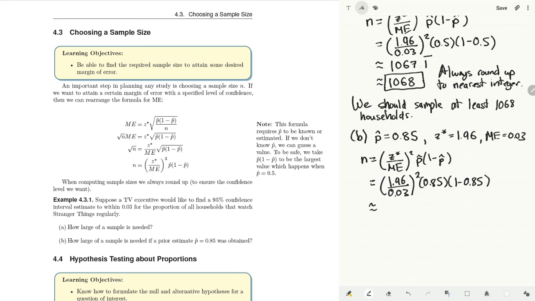And this will be approximately 544.226 repeating. Now we can't sample 0.226 repeating of a household, so we're going to round up to the nearest integer, which is 545. And so we should sample at least 545 households. And notice that this estimate is a bit smaller than our conservative estimate from Part A.